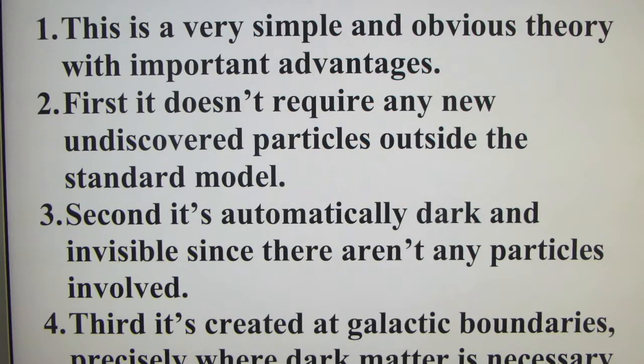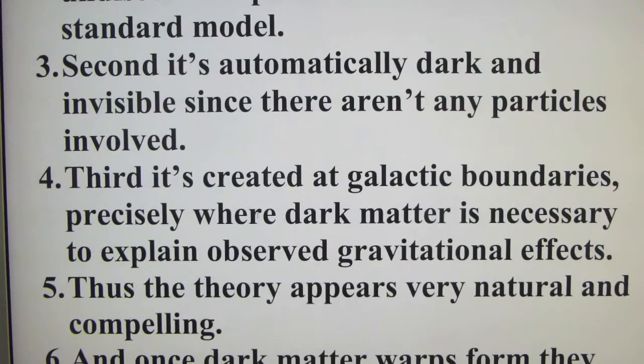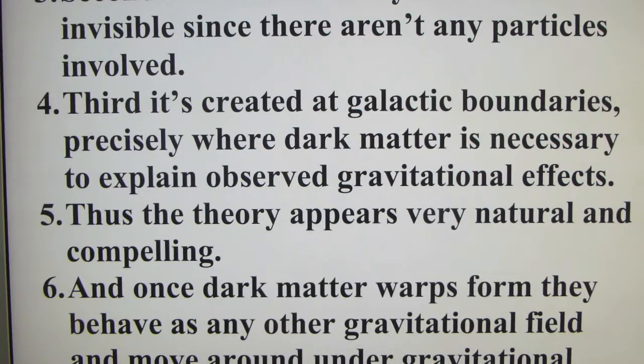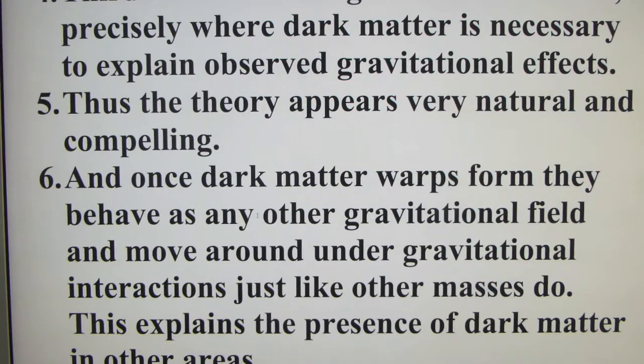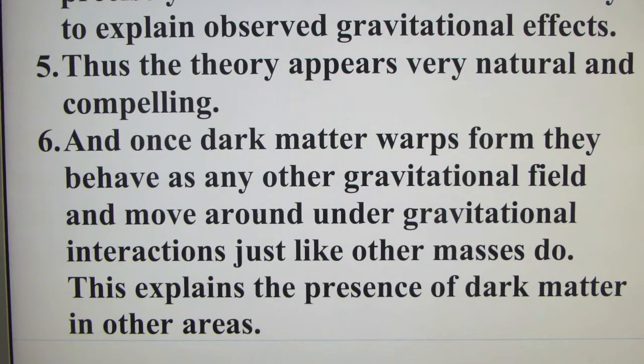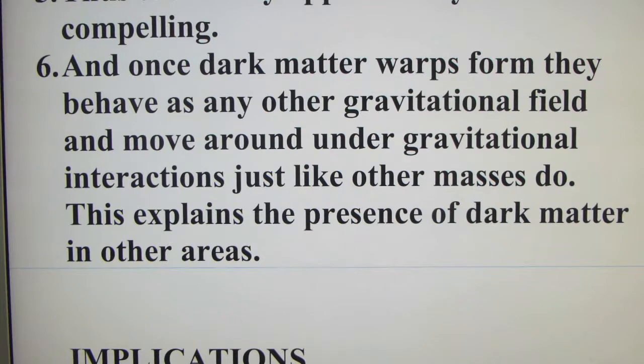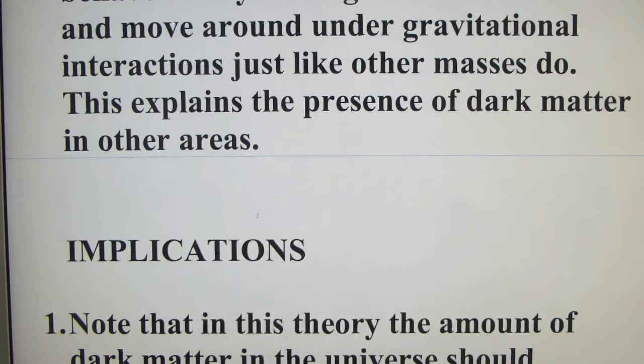First, it doesn't require any new undiscovered particles outside the standard model. Second, it's automatically dark and invisible since there aren't any particles involved. Third, it's created at galactic boundaries, precisely where dark matter is necessary to explain observed gravitational effects. Thus, the theory appears very natural and compelling. And once dark matter warps form, they behave as any other gravitational field and move around under gravitational interactions just like other masses do. This explains the presence of dark matter in other areas.